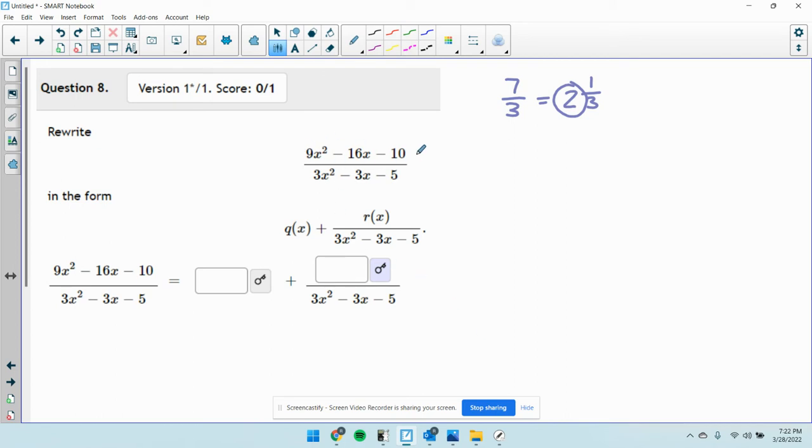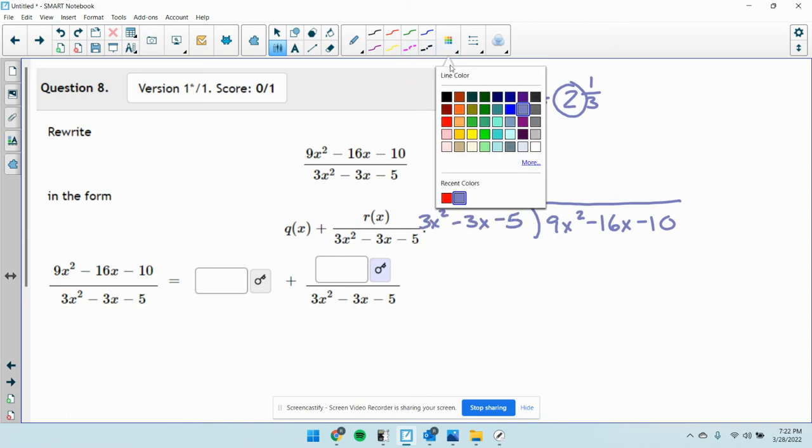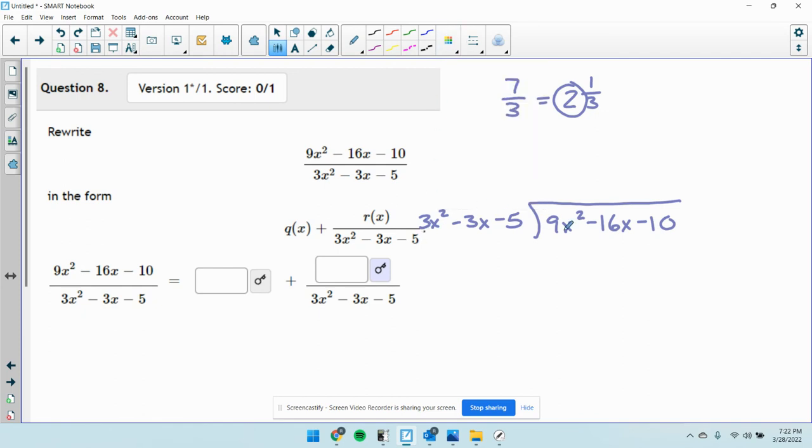So I'm going to divide this by this. So I have 9x squared minus 16x minus 10, and I'm going to divide that by, well, let's see if I can fit this, 3x squared minus 3x minus 5. Doing the same thing, 3x squared times what gives me 9x squared? Well, that's going to be 3. So I'm going to distribute the 3 to each thing here.